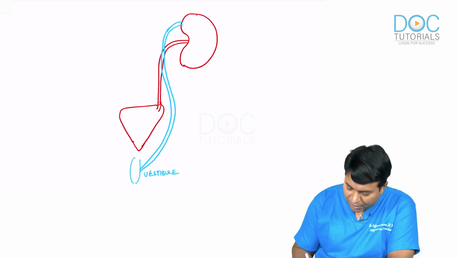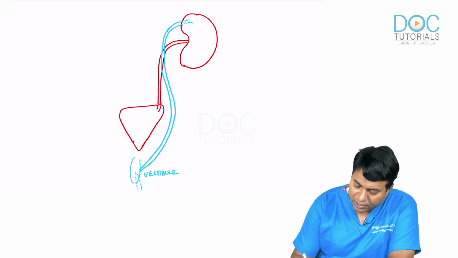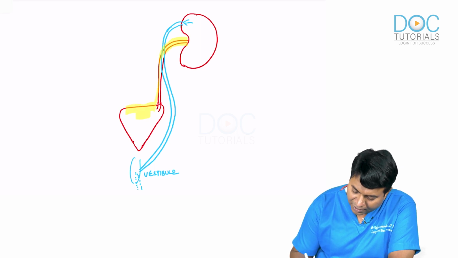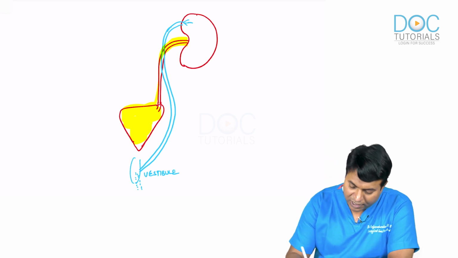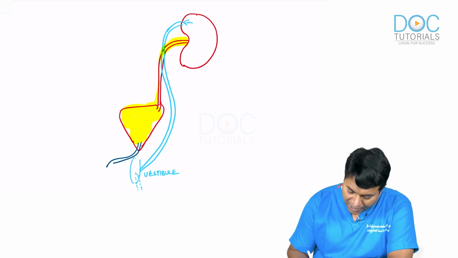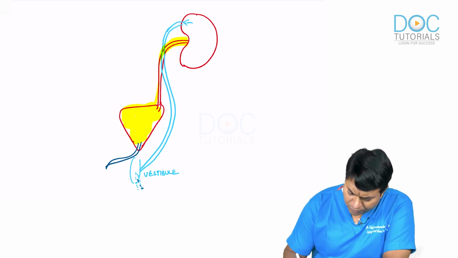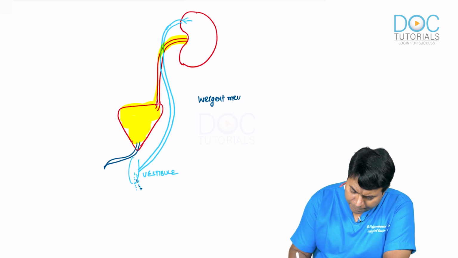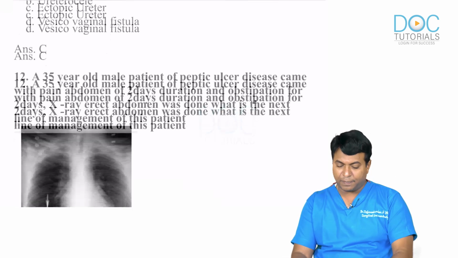Therefore these girls will have continuous dribbling of urine coming from this ureter, and the urine from the other ureter will be collected in the bladder and the bladder will be filled. So the patient also passes urine in between. This is the classical picture of the Weigert-Meyer rule. This is known as ectopic ureter. No doubt in that question, it's an ectopic ureter.